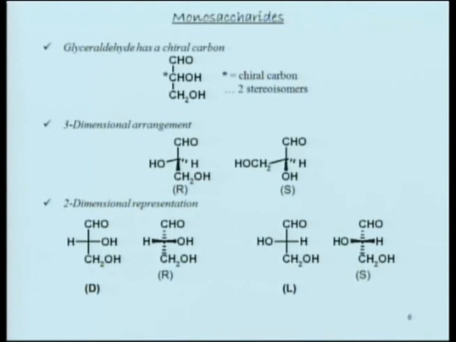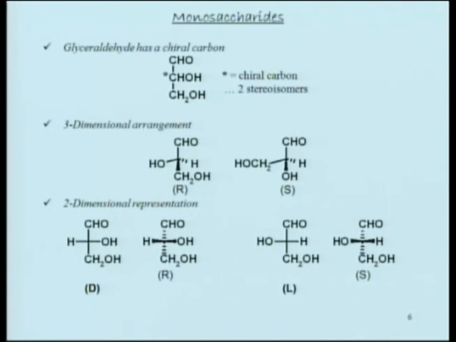When the OH is on the right hand side, that structure is called D, capital D, not small d. When the OH is on the right, that structure is called capital D. Most sugars, most, not all, most naturally available sugars are of capital D type. When the OH is on the left, that is called L. And this is a convention. So for glucose, for example, we would have D-glucose.